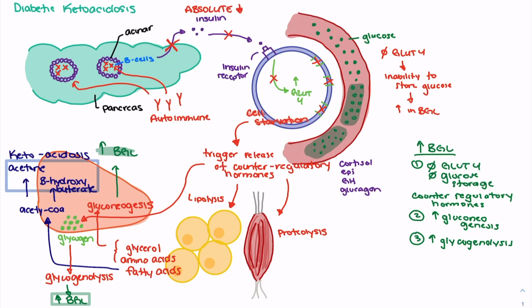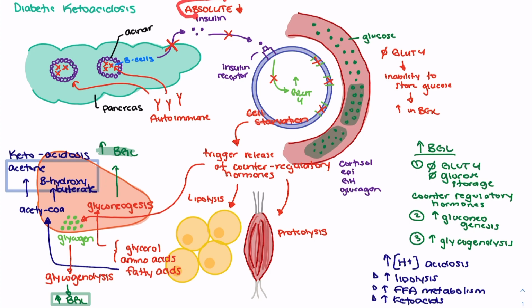If we think about why we see the acidosis, so why do we see an increase in hydrogen ion concentration, the reason for this is related to lipolysis. We get an increase in lipolysis, which creates an increase in free fatty acid metabolism in the liver, which is going to create ketoacids. And the reason this is so prevalent in someone with type 1 diabetes, with this absolute reduction in insulin, is that the body has no ability to store glucose.